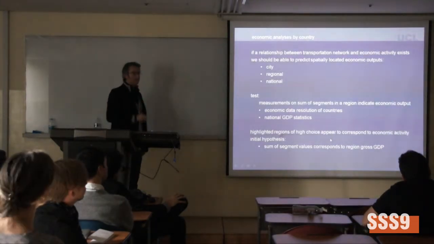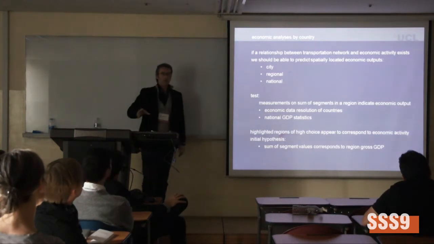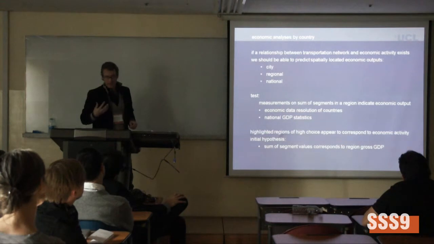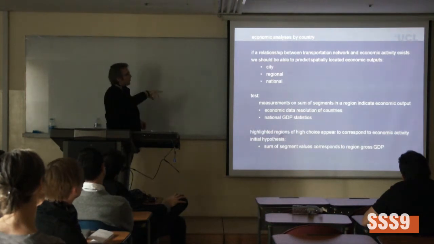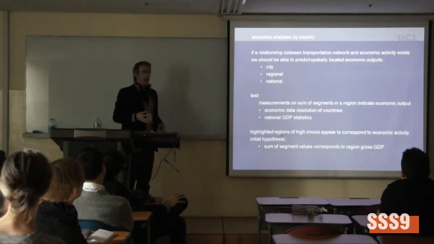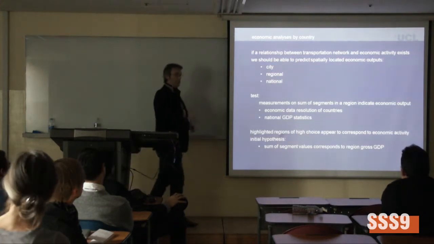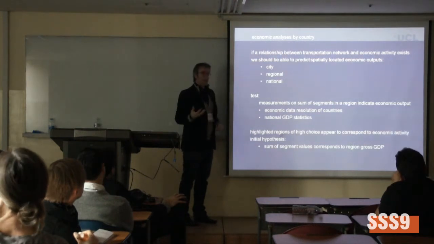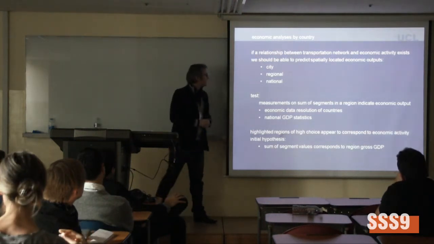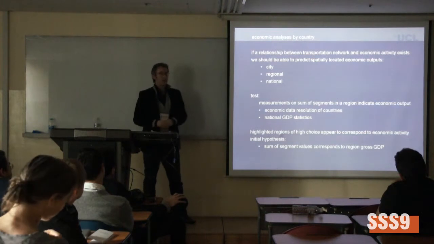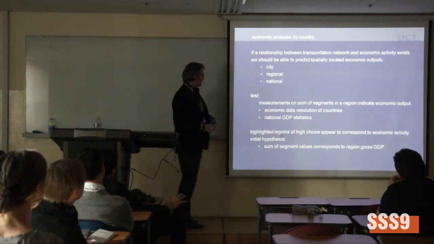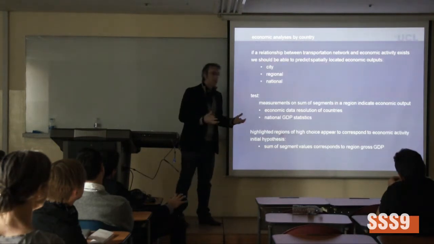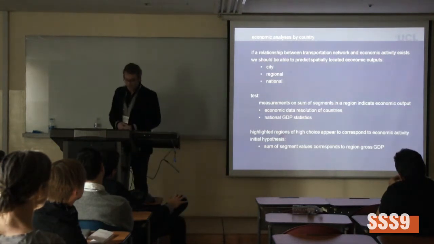So what we've done is to take that and then take a look at that versus the economic data that we have in each country. The idea is that if there's a relationship between the transportation network and the economic activity, then we should be able somehow to see this. We should be able to predict it in the data that we have by measurements, ideally at the city, the regional, and the national level. We only have national level data, so what we've done is essentially to take the GDP statistics and see how well those correlate with the centrality measures that we have.